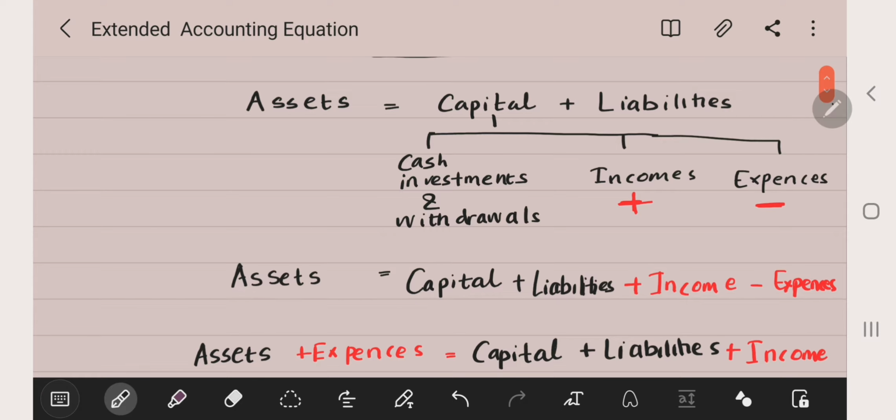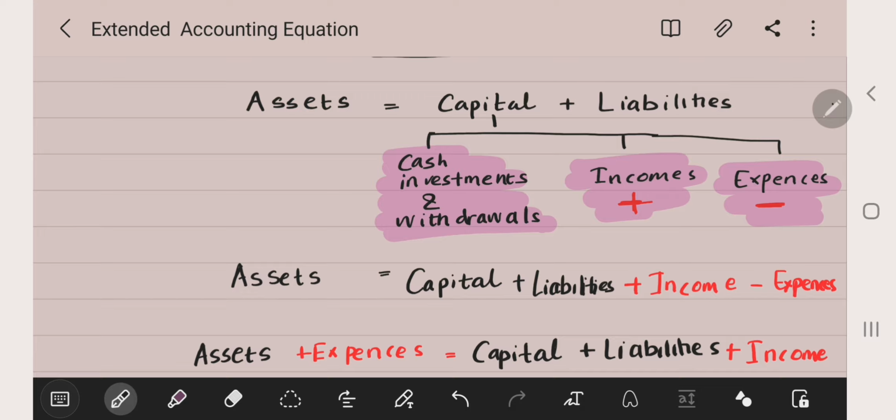Today, I'm going to divide our capital into three parts: cash investments and withdrawals by the owner, incomes and expenses. Here I want to highlight that cash investments are the initial or later investments that the owner makes into the business. Meantime, withdrawals are the amount that he takes back from the business.